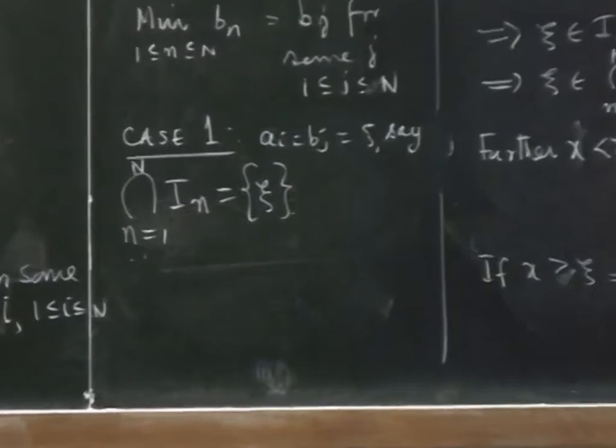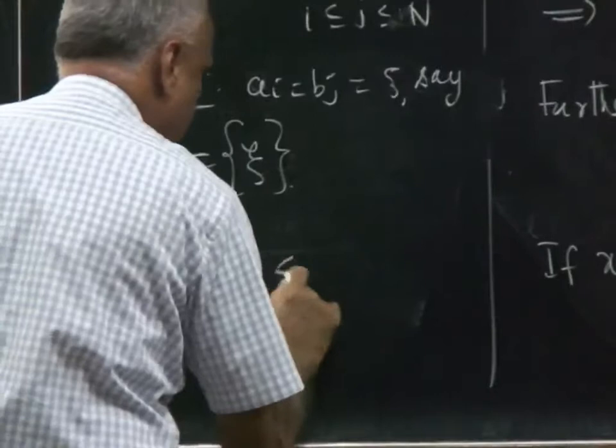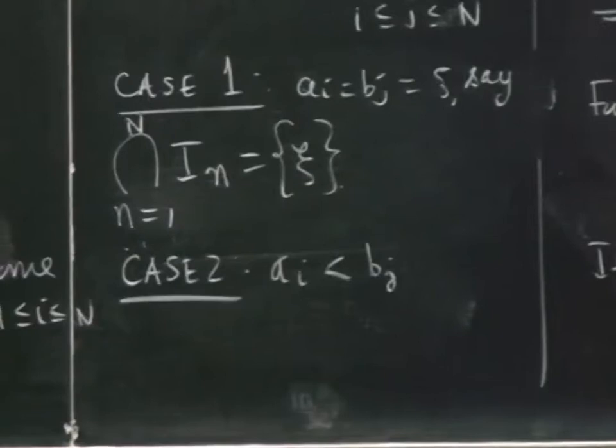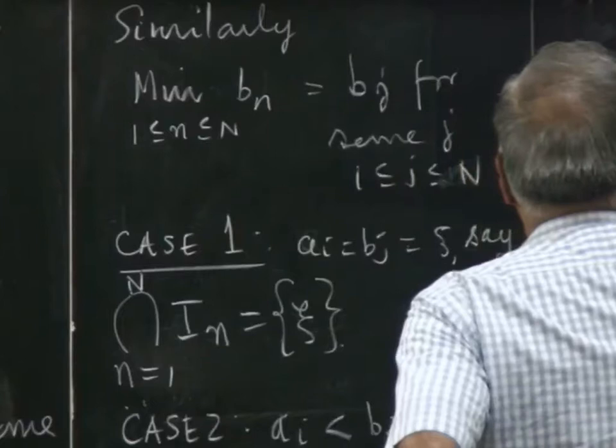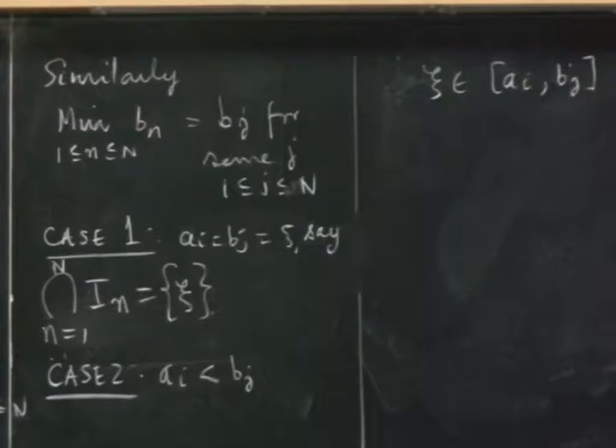So now let us look at case 2, in which Ai, that is the maximum of the left hand points, is smaller than the minimum of the right hand points. In that case, suppose xi is any point in this interval Ai to Bj. It is now an interval, right? Ai is strictly less than Bj. Consider that closed interval, and consider any point in that interval.